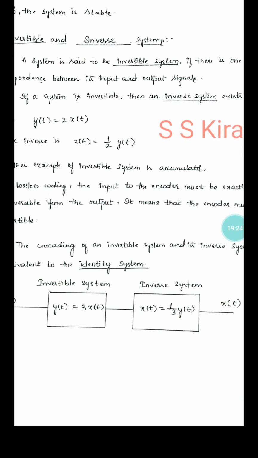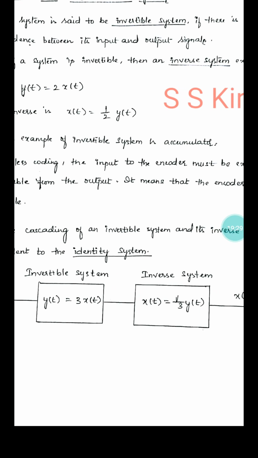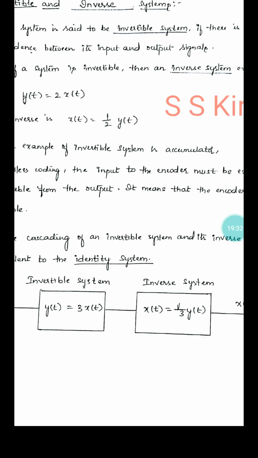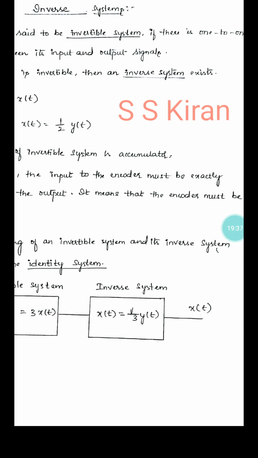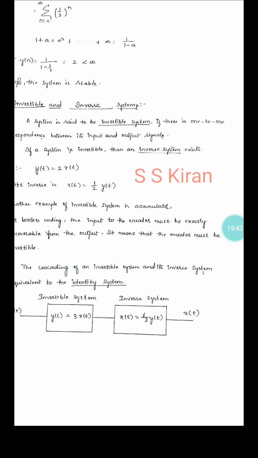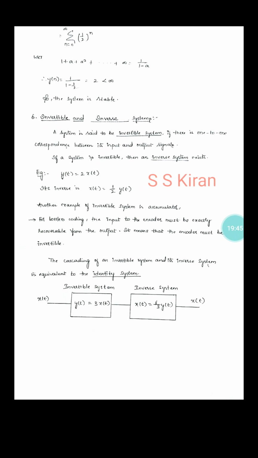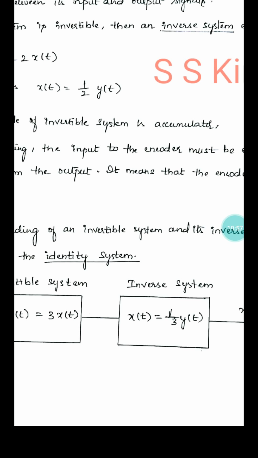See here, this is the invertible system: y(t) = 3 x(t). What about the inverse system? x(t) = 1/3 y(t). So finally we get the output: whatever input x(t) we give, finally we get x(t) as the output. These systems we can use for encoding and decoding on the communications side. So one is the invertible system and another one is the inverse system. For the invertible system, the mathematical expression is y(t) = 3 x(t), and x(t) = 1/3 y(t), right? These are all the systems.